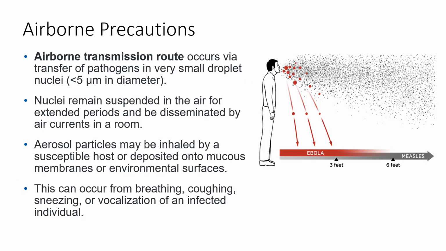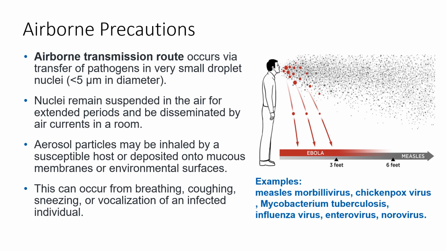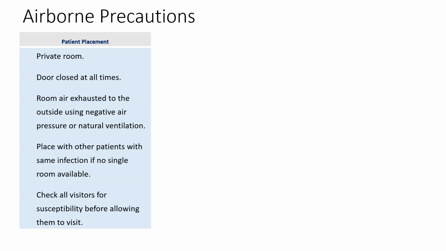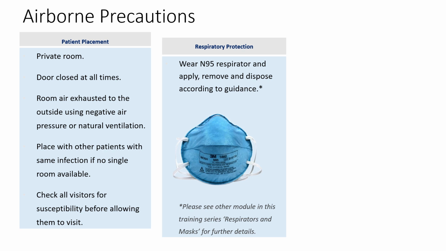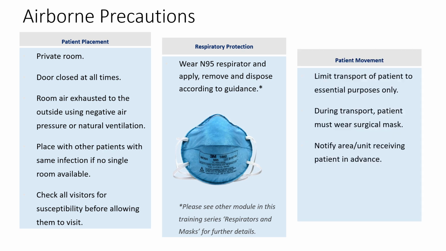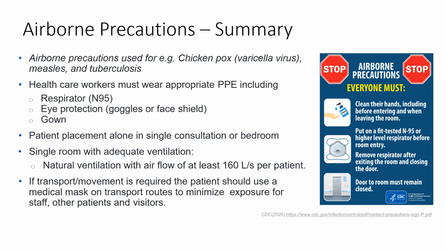Airborne precautions apply to transfer of pathogens less than 5 microns in diameter. They remain suspended for a longer duration and can be disseminated by air currents in a room. This occurs during breathing, coughing, sneezing, in infections like tuberculosis, measles, chickenpox, and others. Private rooms should be available and kept closed at all times. Room air should be exhausted outside using negative pressure or negative ventilation. An N95 respirator should be worn by the healthcare professional while entering the patient's room, and the transport of the patient should be limited to essential purposes. It's followed in airborne infections like measles and chickenpox, involving N95 respirators for healthcare professionals.